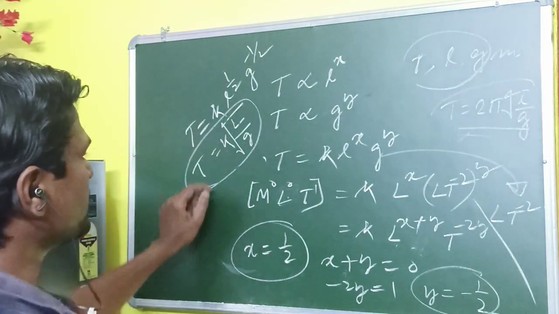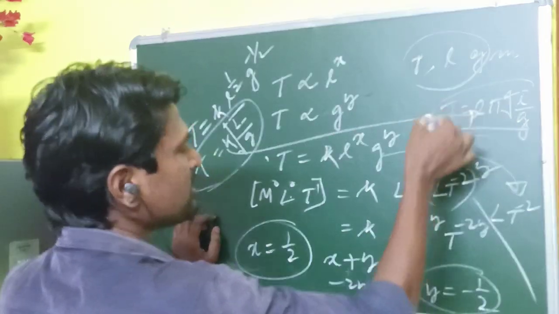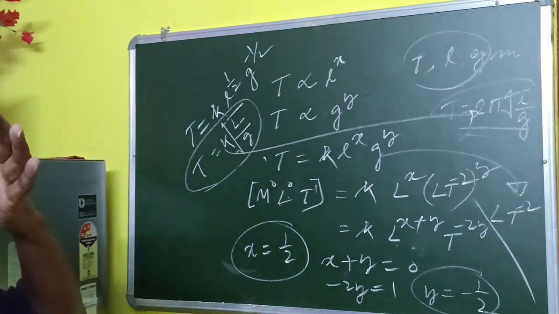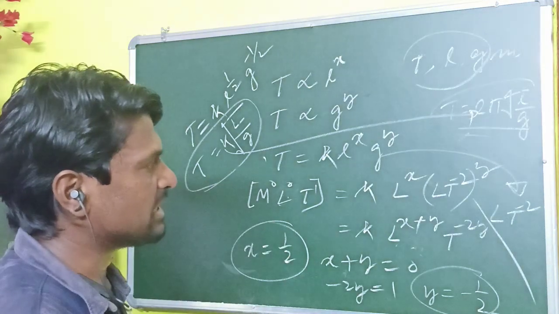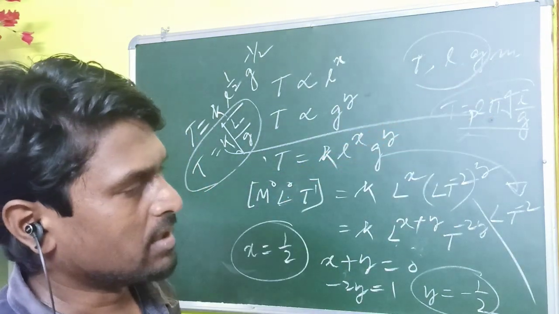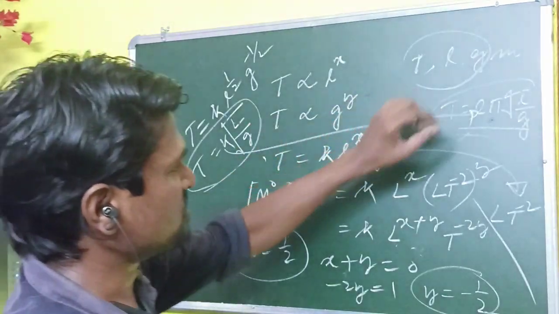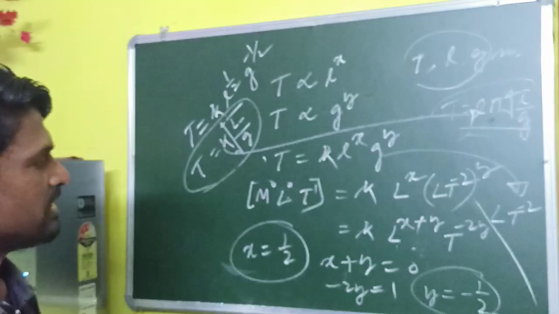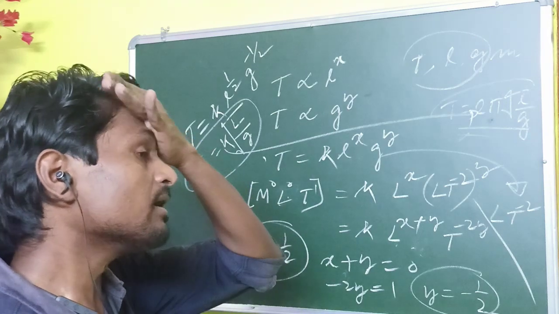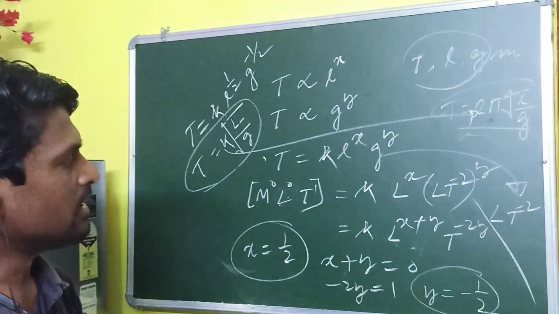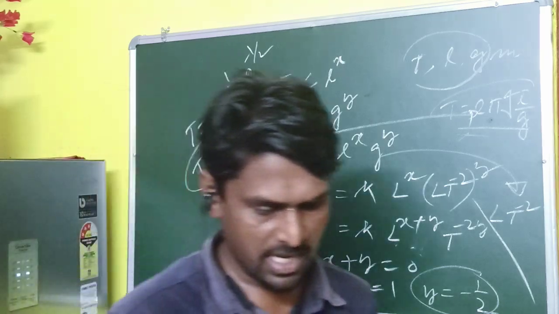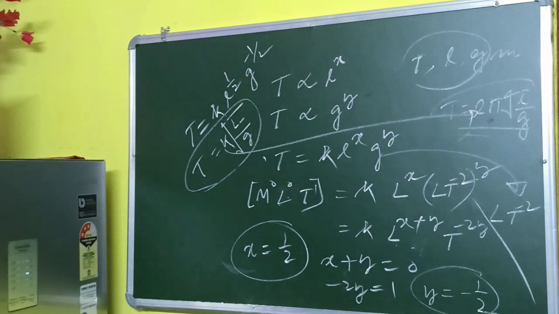And if you know that particular constant is 2 pi, then you can write t equals 2 pi root over L by g, because dimensional analysis cannot derive the proportionality constant. Okay, so this is the final equation, and in such a way we can calculate different relationships between the different variables. And if you want another example, pause the video and write down the equations.